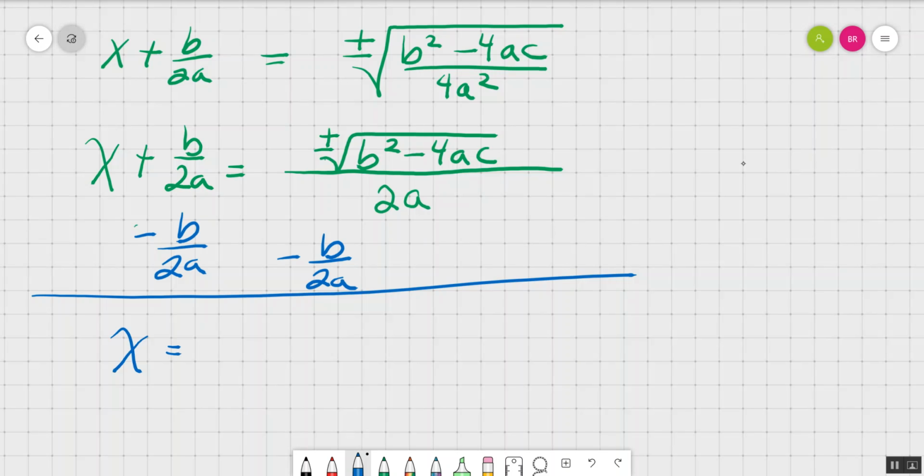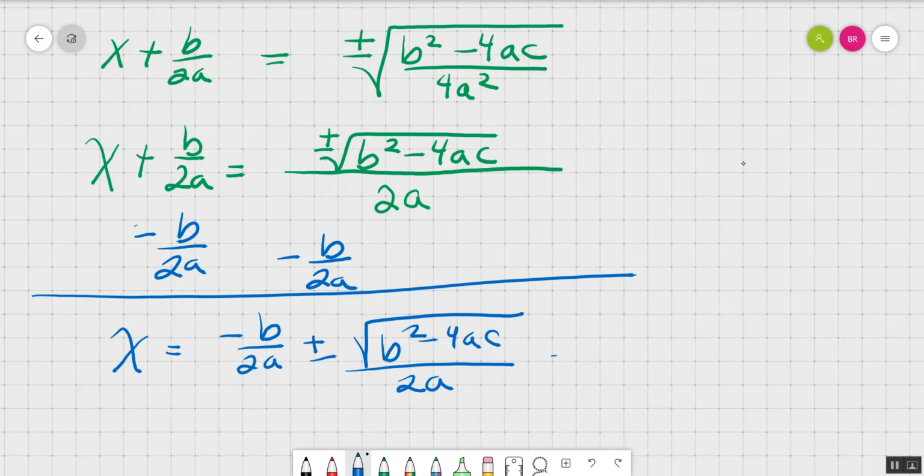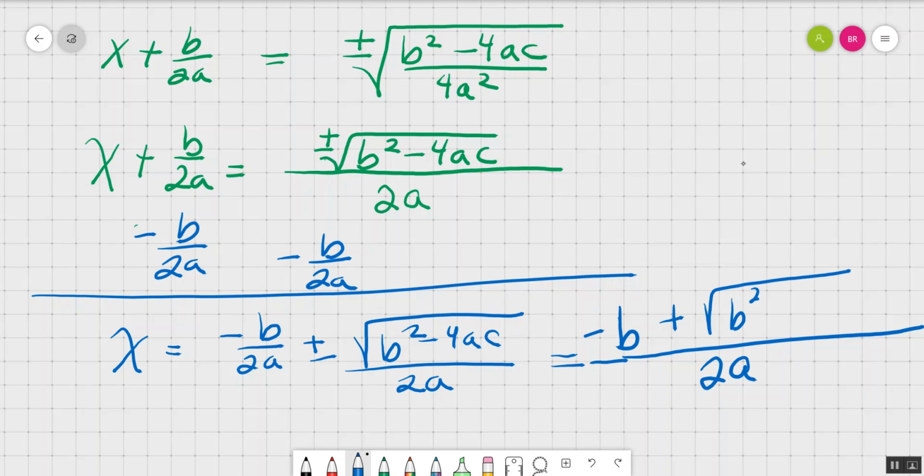Then I get that x is negative b over 2a plus or minus the square root of b squared minus 4ac all over 2a. And the last thing we notice is, oh, they have the same denominator, so we'll just combine them together. Negative b. I did it again. I keep doing that with the negative. Come on, eraser. Negative b plus or minus the square root of b squared minus 4ac, all over 2a. Isn't that wild? So that's where it came from.